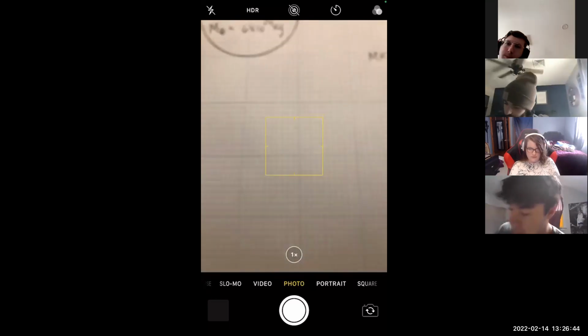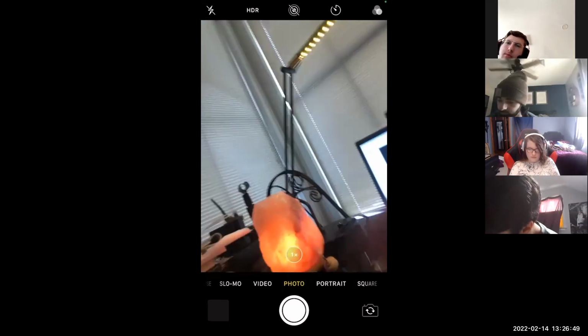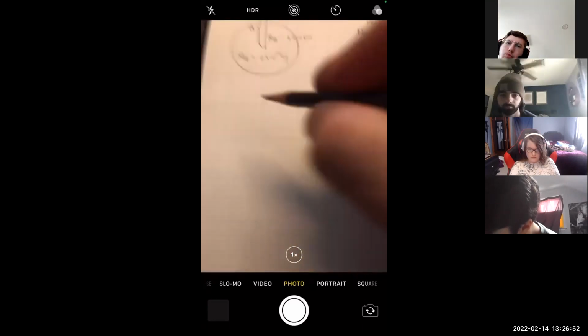Let me see if I can just kind of zoom out a bit. Oh, no, I guess not. Manual zoom.